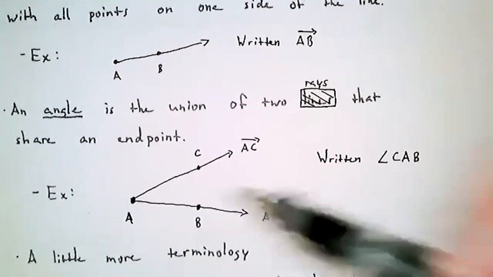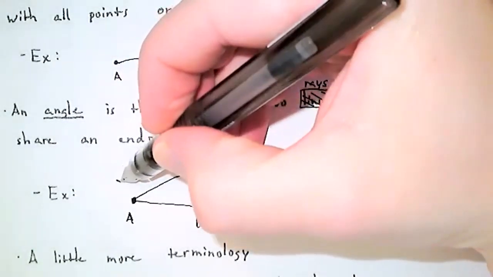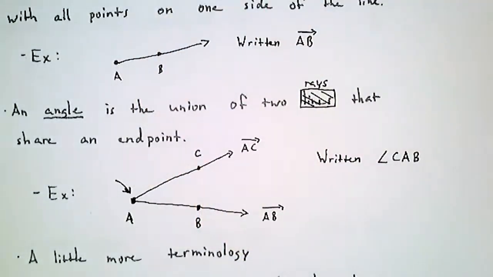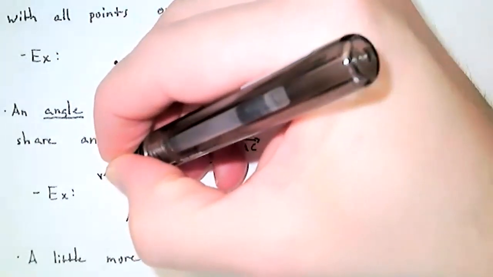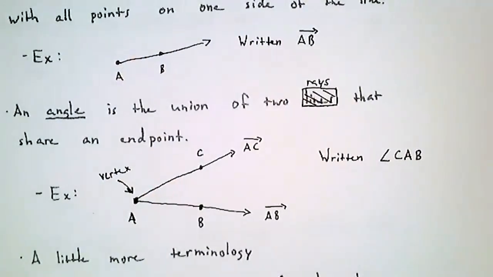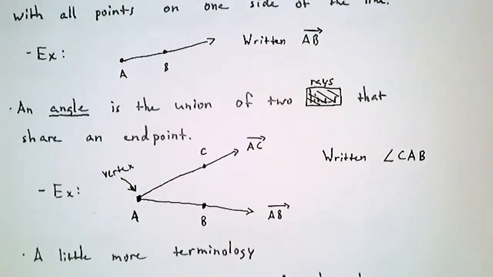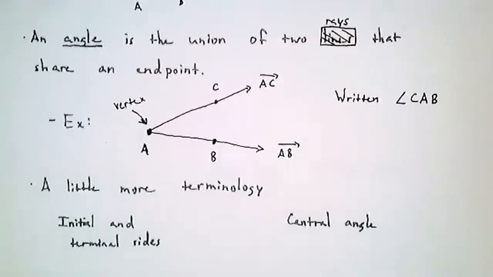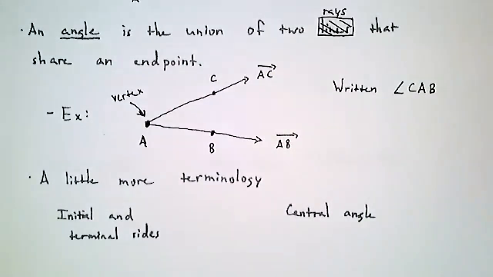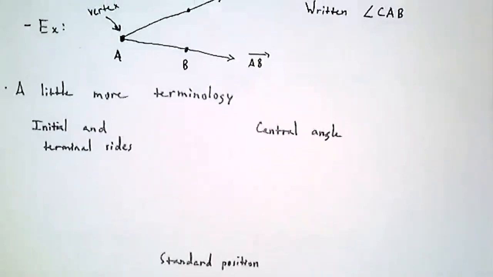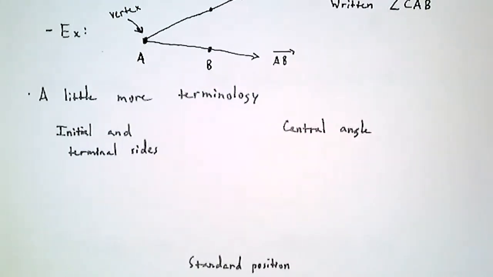And one important feature of an angle is where the endpoints meet. And this is called a vertex. It's a word that you'll see come up pretty often this semester. And there's lots more words that you're going to hear when we're talking about angles in geometry. Let's just talk about a few of them.